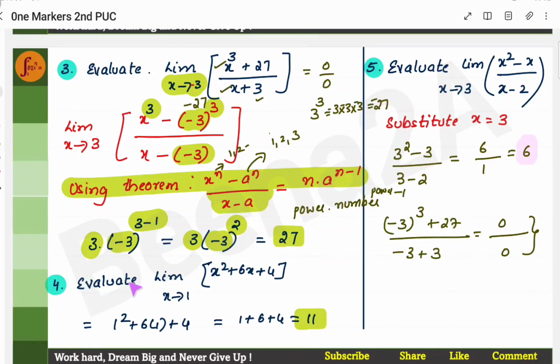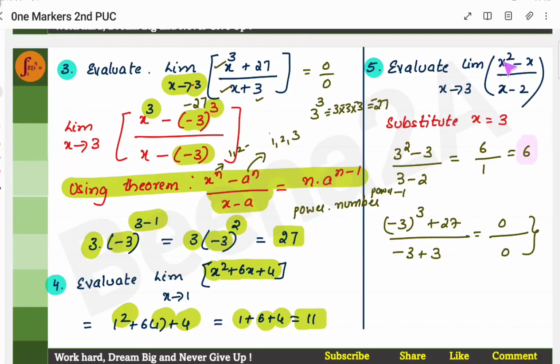Next one, evaluate limit this particular expression. Here, this is a very straightforward problem. Just substitute 1 in x, right? 1 square plus 6 into 1 plus 4. So what do you get? 1 plus 6 plus 4, 11. Right? That's all. Straightforward. Easy 1 marker.